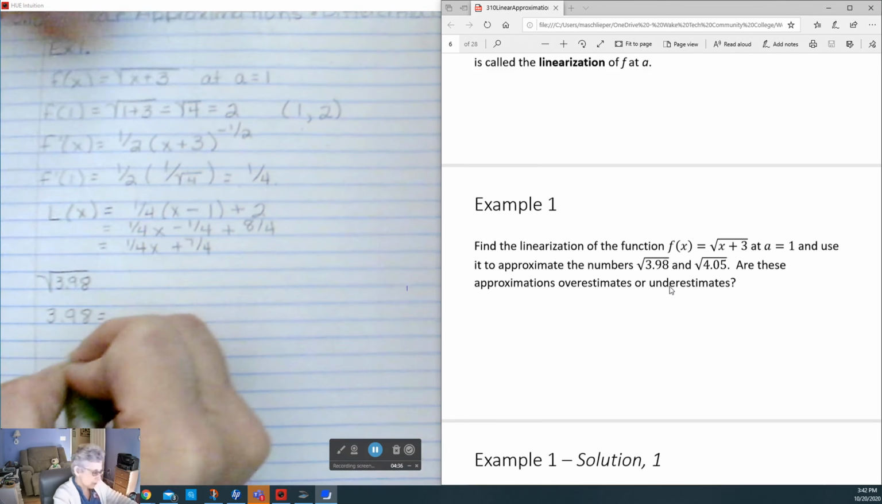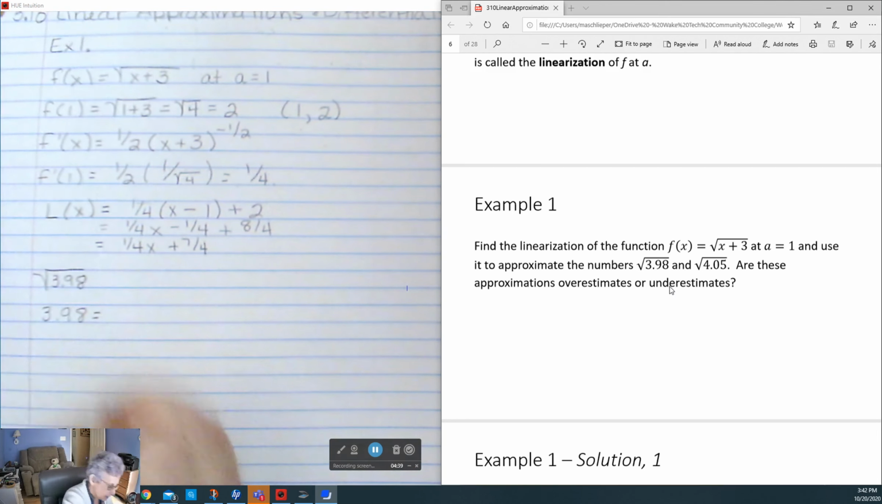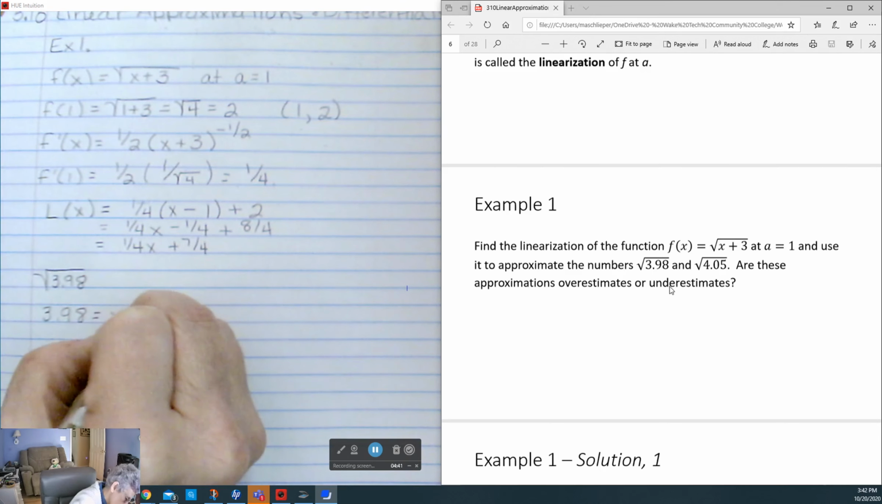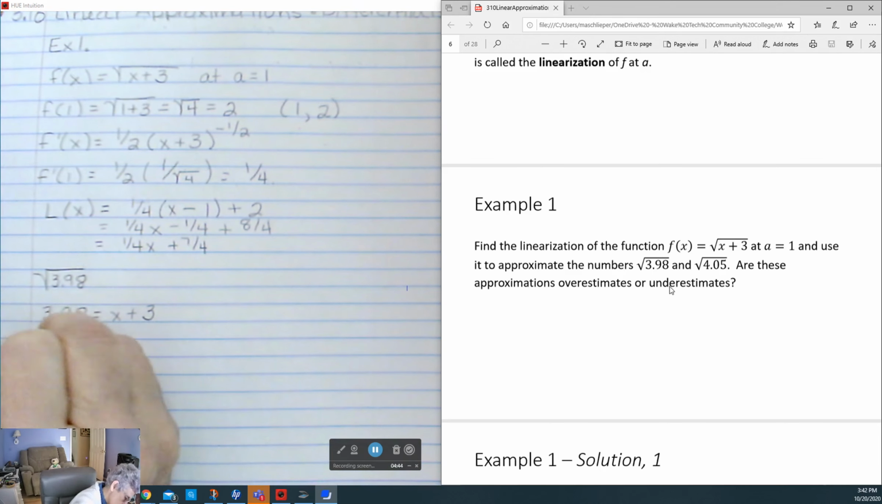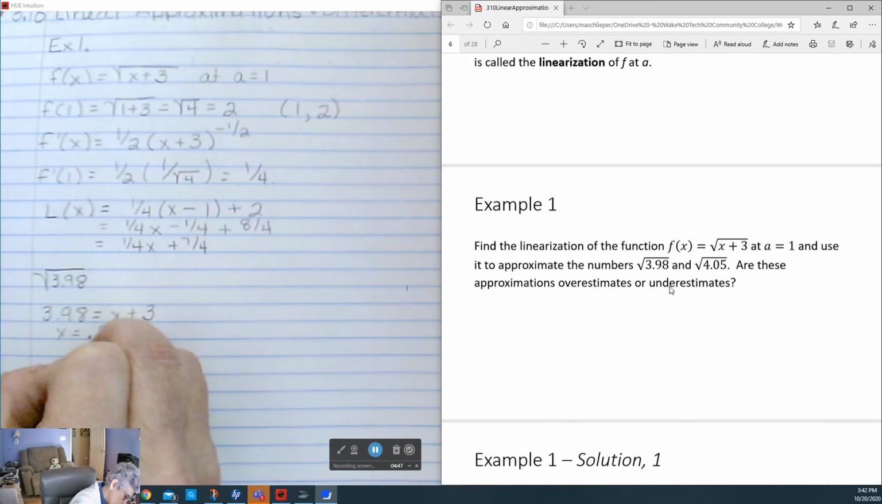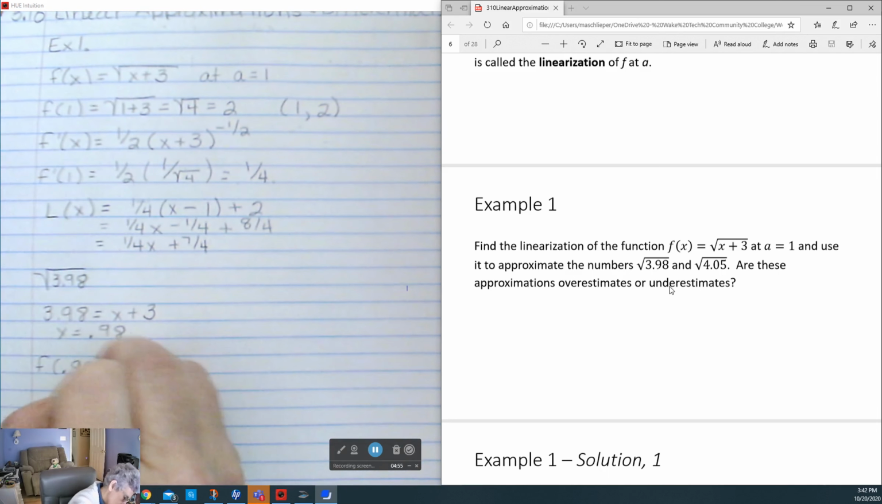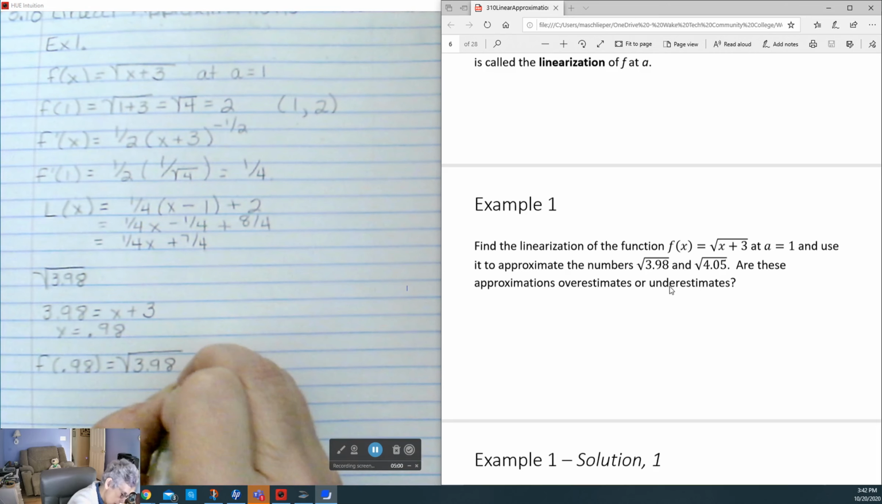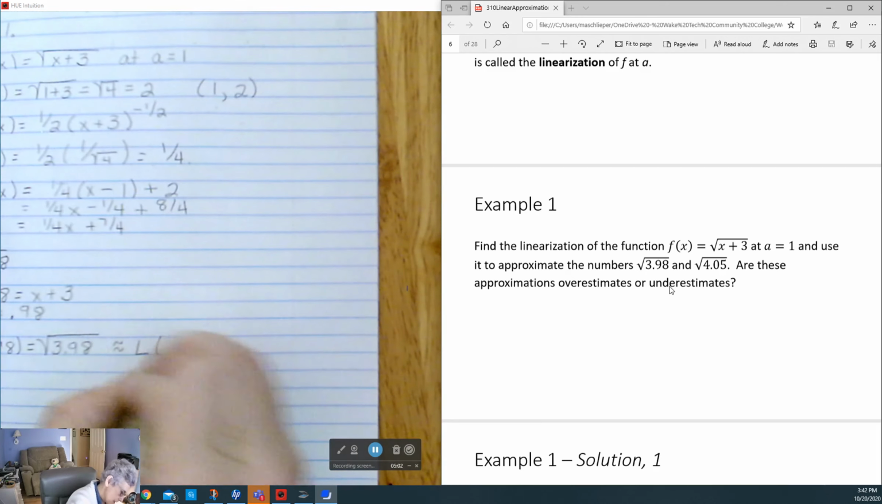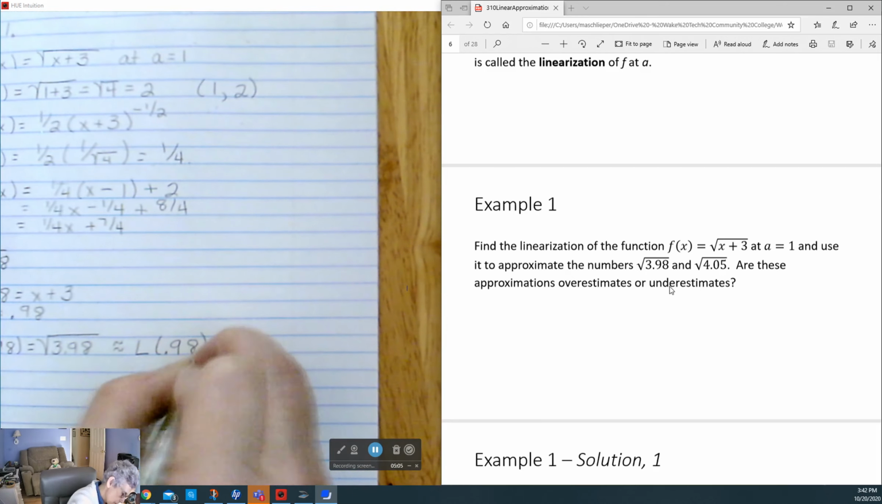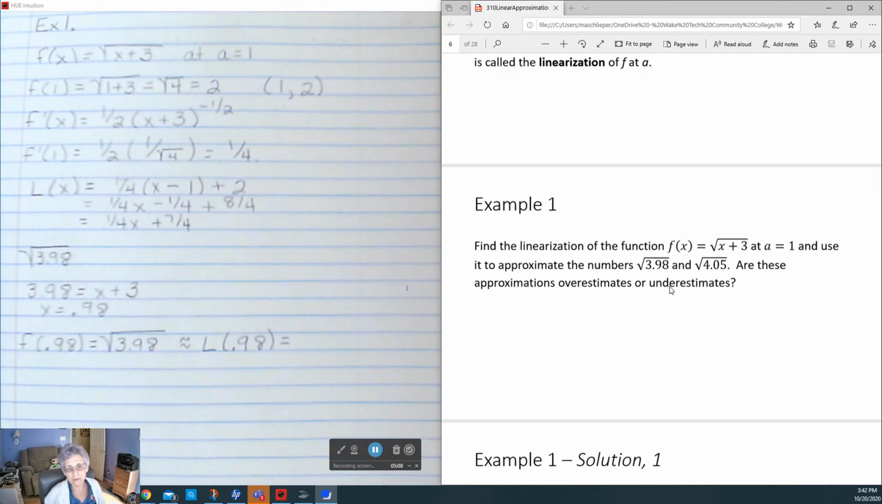3.98 is equal to x plus 3. So x is equal to 0.98. So f of 0.98 will give me the square root of 3.98, and I'm going to approximate that as the linearization evaluated at 0.98. That's a job for the calculator, so I'll plug it in and then come back and we'll compare answers.